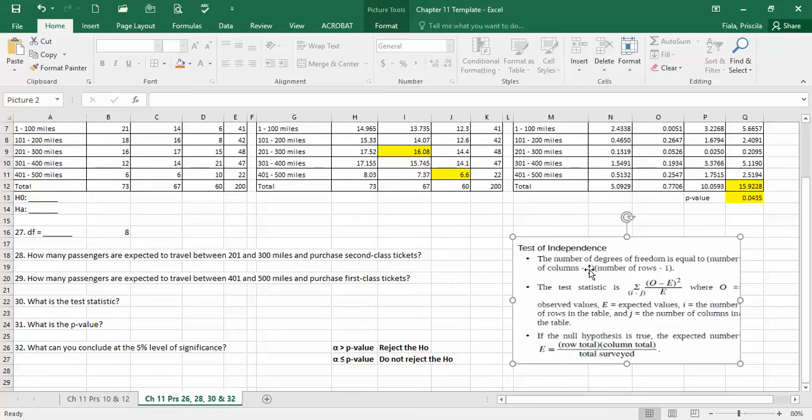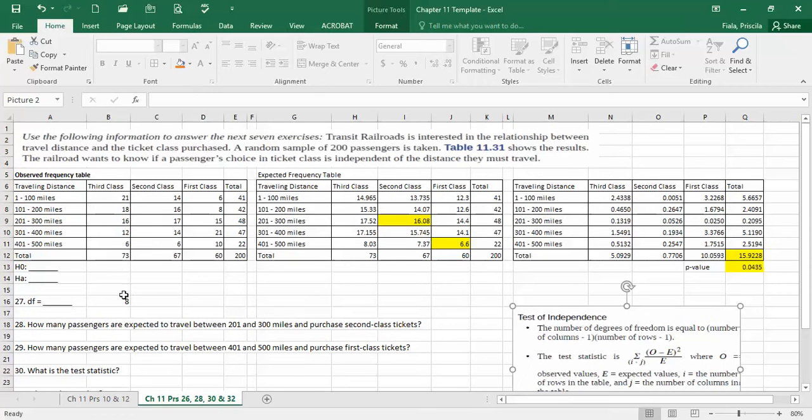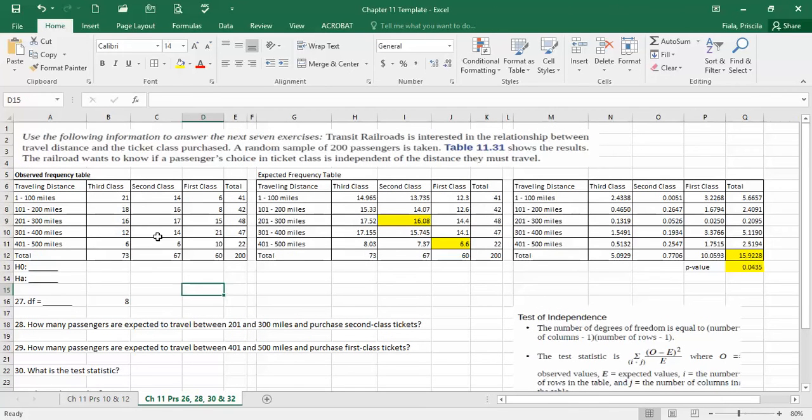The number of columns minus 1 times the number of rows minus 1. In this case, we could answer right away, which I put over here. Well, you have 1, 2, 3 columns. We're testing for third class, second class, first class. So 3 minus 1. And then we have 5 rows, categories with the miles 1, 2, 3, 4, 5. So right here, if you look on the top, I did 3 minus 1, which is my columns, times 5 minus 1 for my rows. And I got a degrees of freedom of 8. That's how we calculate degrees of freedom for the test of independence.